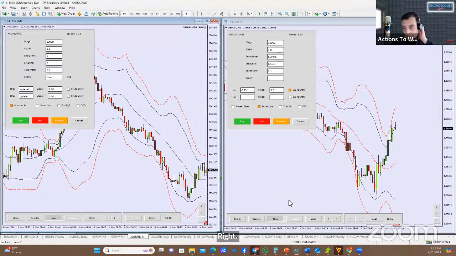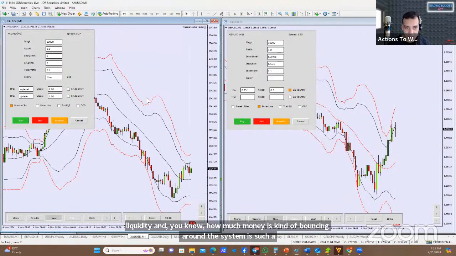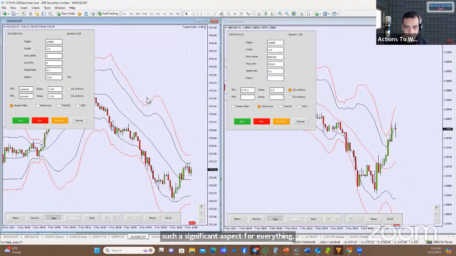In a way, I don't think it can matter. I think it's such a huge driver for markets, liquidity and how much money is bouncing around the system. It's such a significant aspect for everything. S&P, Nasdaq will be affected. The dollar will be affected.